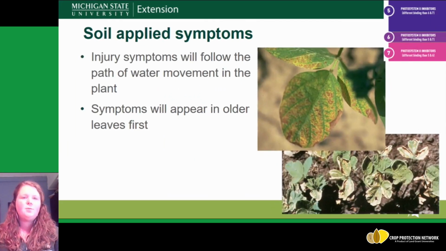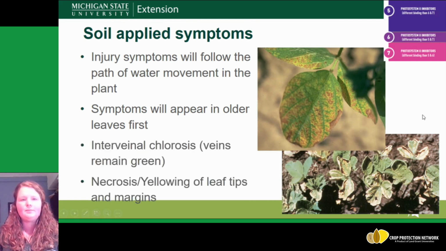So for soil applied symptomology, injury symptoms usually follow the path of water movement, because remember those soil applied herbicides move in that xylem tissue, which is what the plant uses to move water about. And the symptoms usually appear in the older leaves first. So on the bottom right-hand side of your screen, you'll see some of those older leaves showing the symptomology, and the new growth can often be green.